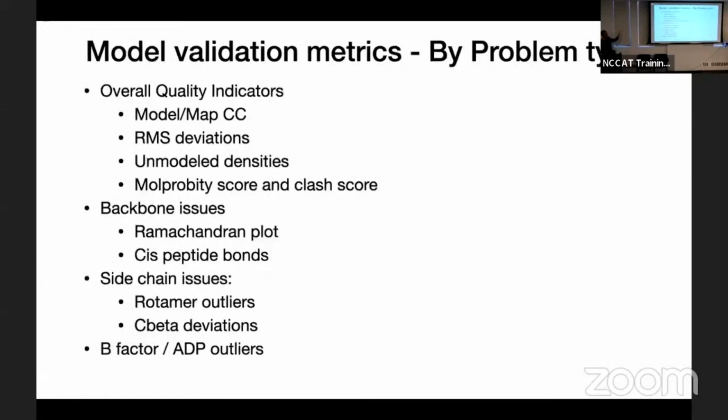There's a whole lot of metrics we can look at and consider. From things like model-map correlation coefficients, which is really just how well your model fits the map, to RMS deviations of known bond lengths and bond angles, to see whether these are consistent with known protein structures. Unmodeled densities, right?